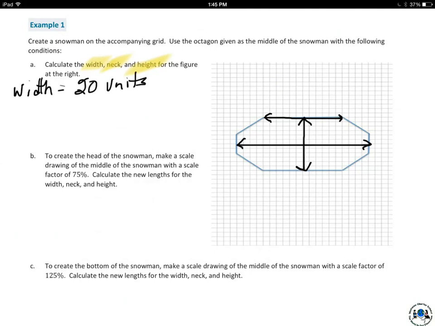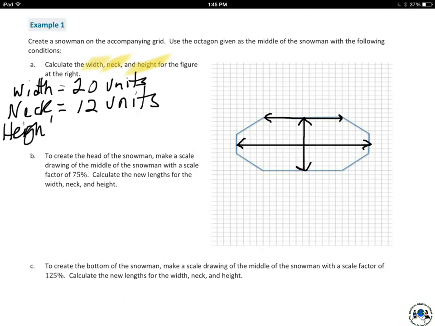So the width is 20 units. That's pretty messy looking, too, right there. Let's go ahead and fix that up. 20 units, okay. So our width is 20 units. Again, that's that line across the middle. The neck is 12 units, and the height is 12 units. So we have a width of 20, the neck is 12, and the height is 12.